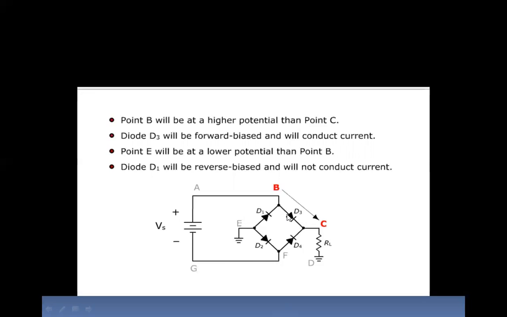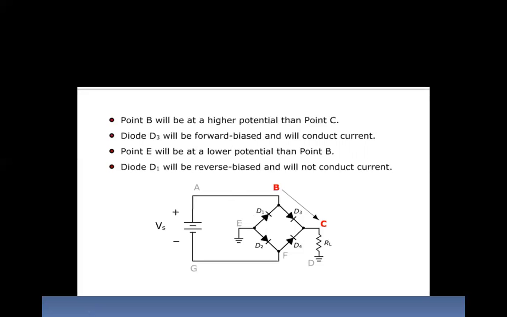So please try to understand, please observe this diagram point by point. Point B will be at a higher potential than point C. Diode D3 will be forward biased and will conduct current. Point E will be at a lower potential than the point B. So when this point is positive, this E is nothing but a negative one.